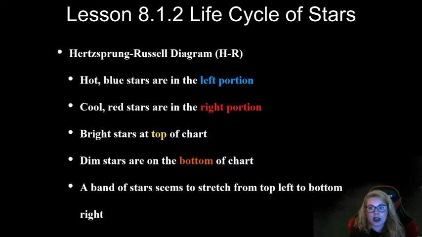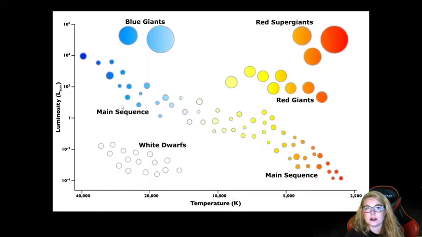On the HR diagram, really hot blue stars end up in the left portion of the graph, while cool red stars are in the right portion. The brighter stars go at the top of the chart, and the dimmer stars go at the bottom of the chart. There is a band of stars, if you go back and look, it says the main sequence, and we're going to talk about that in just a second, but there's a band of stars that seems to stretch from the top left to the bottom right, and it goes down the HR diagram, and that's the main sequence here. See this band right here.